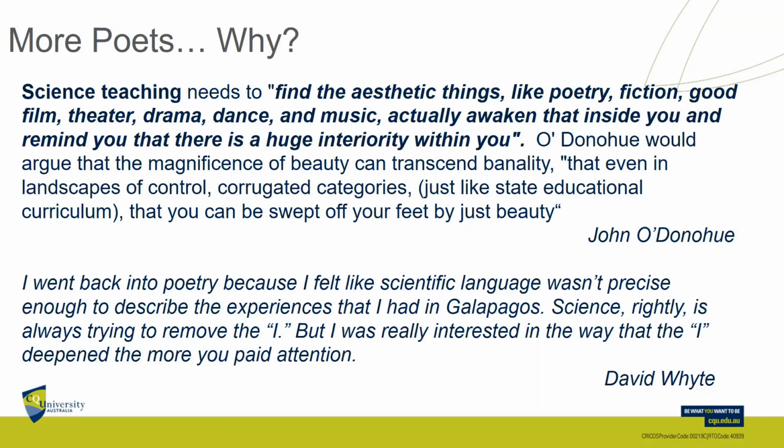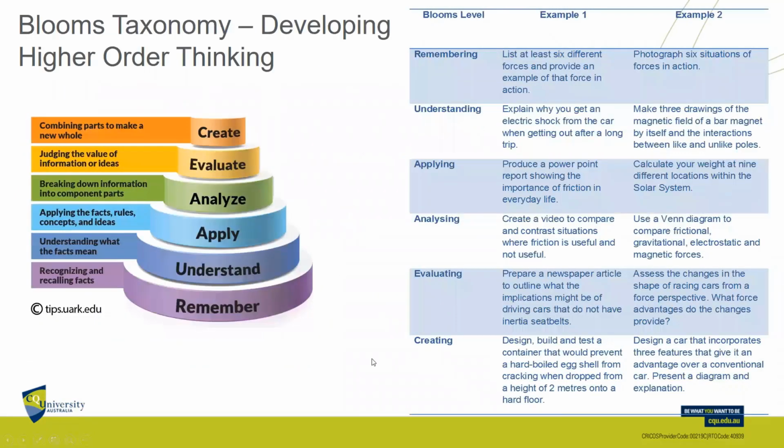And the Australian curriculum needs poets to make it rich, to inspire learners to step out of that cognitive science framework. And as John O'Donohue says, the magnificence of beauty can transcend banality. So what we've got to do is find the aesthetic things like poetry, fiction, good film, theatre, drama, dance and music, to actually awaken that inside you and remind you there is a huge interiority within you. And this is the connection that we want science to make in children's lives.